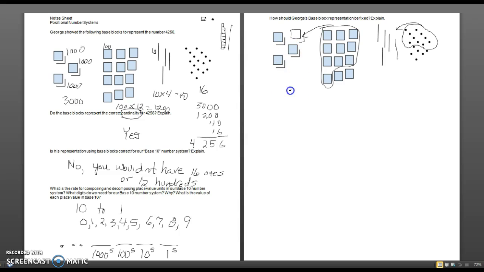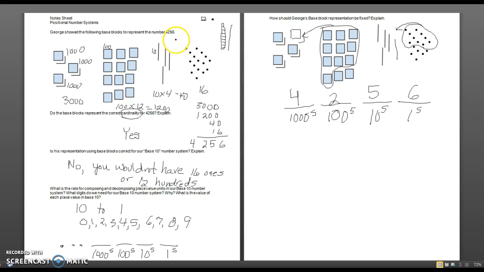number. So I've got 4 in the thousand spot. And I have 2 in the hundred spot. And I have 5 in the 10 spot, and I have 6 in the 1 spot.